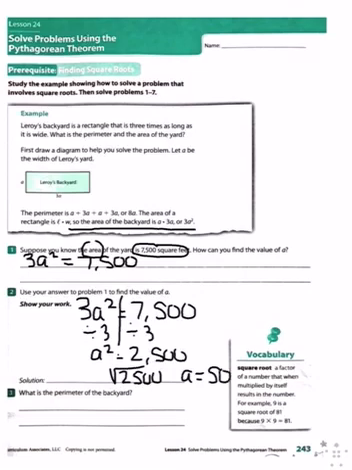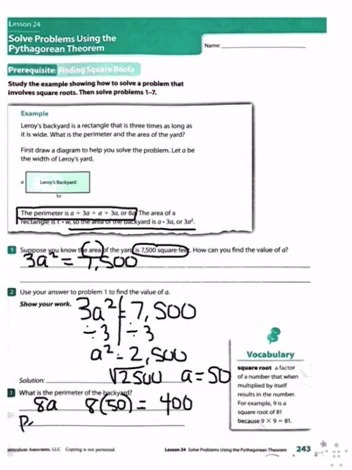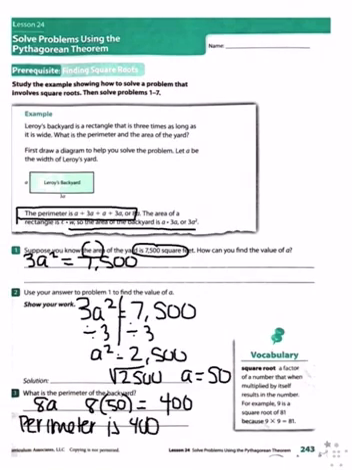Number 3, what is the perimeter of the backyard? So it tells us up at the top that the perimeter is 8A. So instead of A, we're going to plug in our answer, 8 times 50. 8 times 50 is 400. The perimeter is 400 feet.